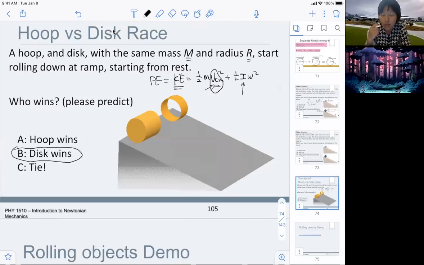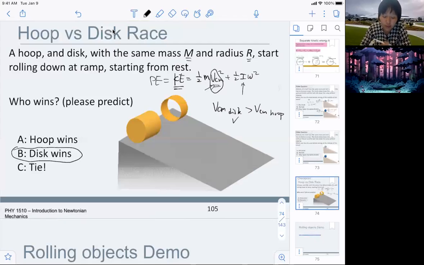Whereas the disk has a smaller I, so less energy goes into rotating and more energy can go into the translational motion, okay? And if more energy is going into translational motion, there's a bigger center of mass velocity. So the center of mass velocity for the disk is bigger than for the hoop. So the disk wins, okay?